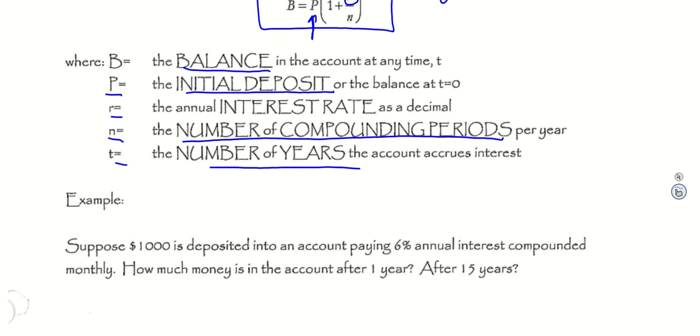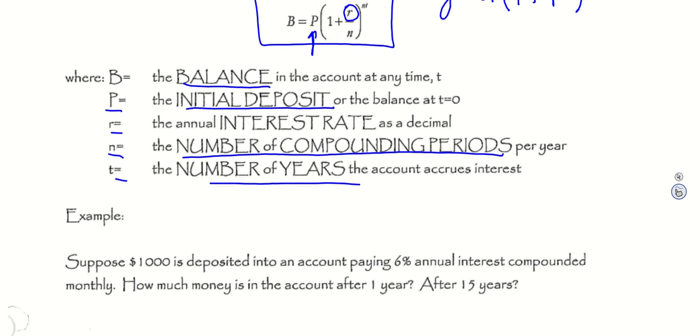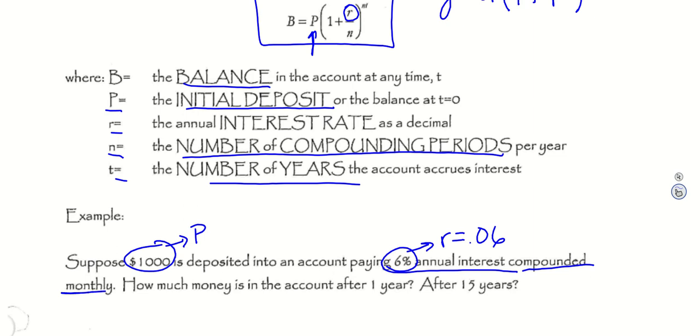So try to keep this in the picture here. Let's suppose that we have $1,000 deposited into our account. So this is our principal. And that account is going to pay 6% annual interest. So that gives us our R value as a decimal, which is 0.06. That interest is compounded, or calculated and added, monthly, which makes our N equal to 12.